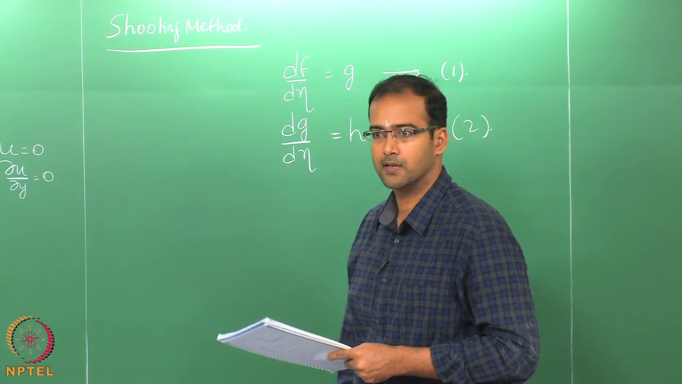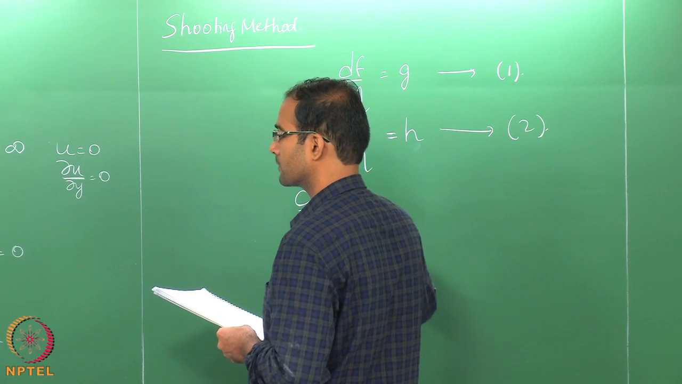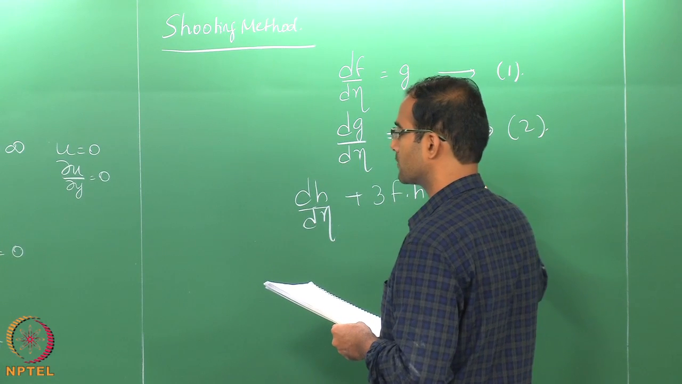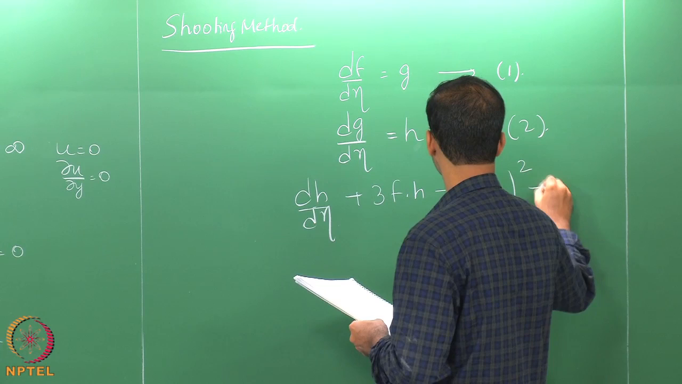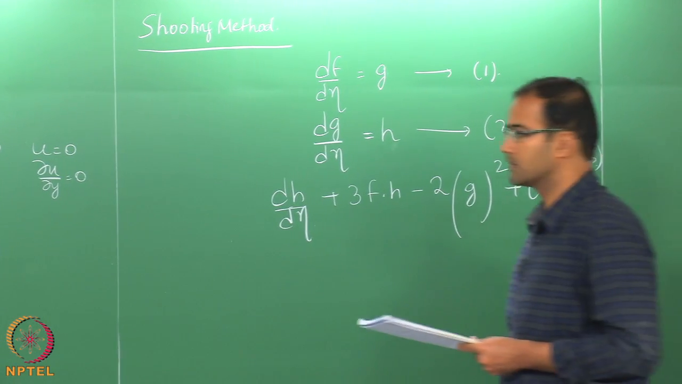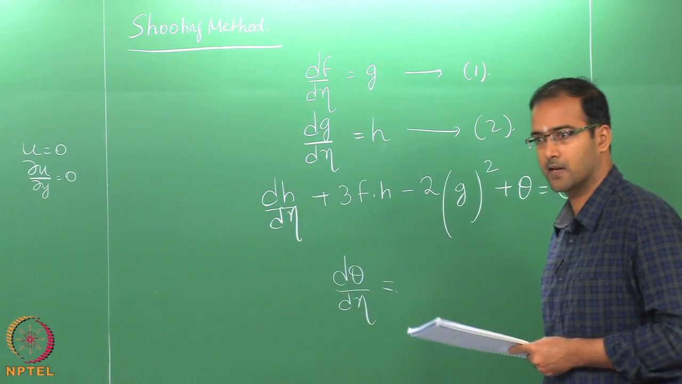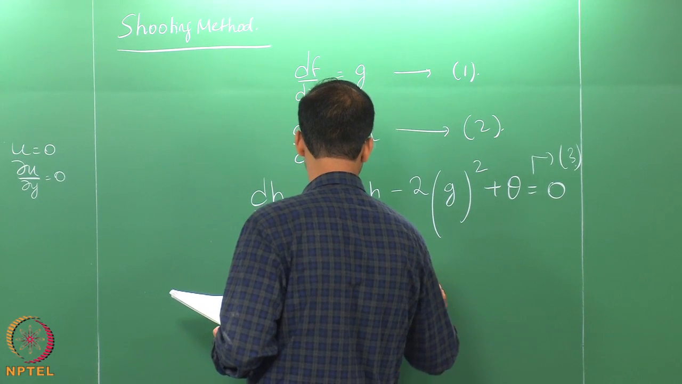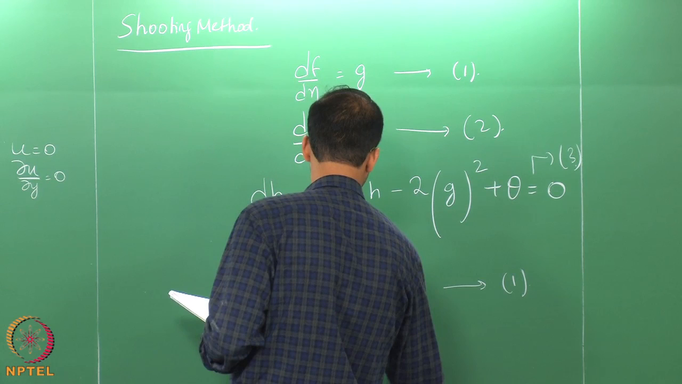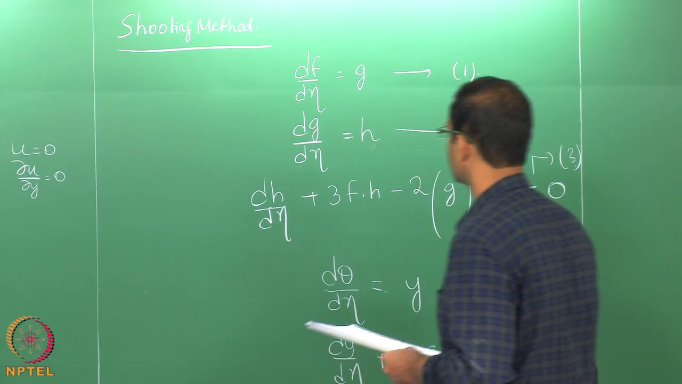And then finally, you put it into the master ODE. So, what will be d square f by d eta cube? dh by d eta plus 3 times f into h minus 2 times g whole square plus theta equal to 0. So, this is your third first order ODE. Similarly, your energy equation, we can say d theta by d eta. So, what do you use generally? d theta by d eta is equal to, let us say something like y. This is your first order ODE. Next, you have dy by d eta plus 3 Pr f into y is equal to 0.